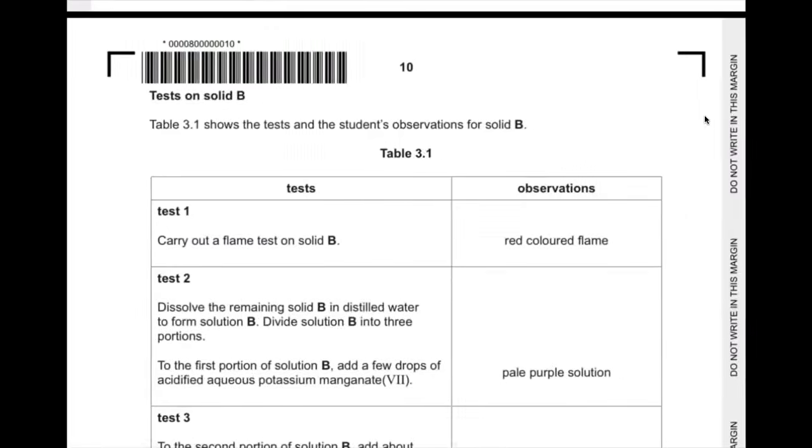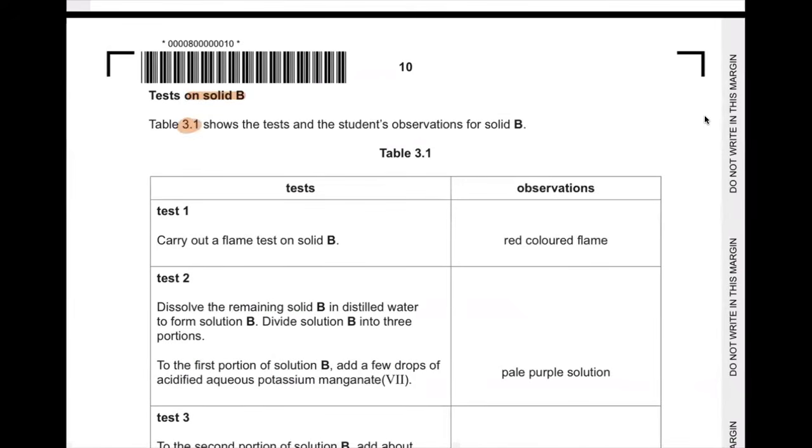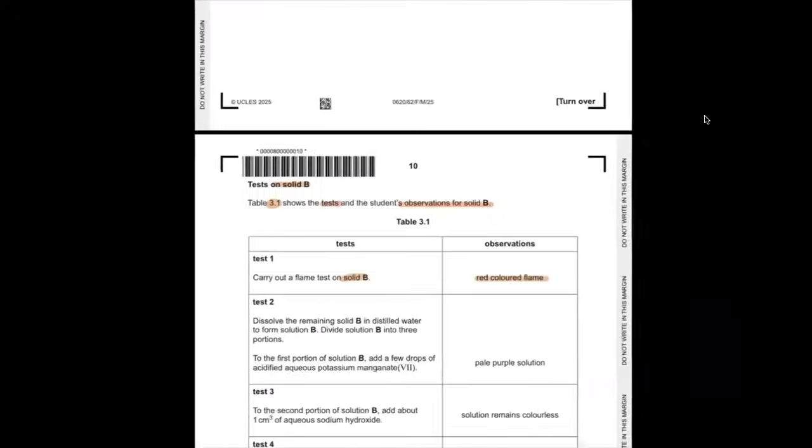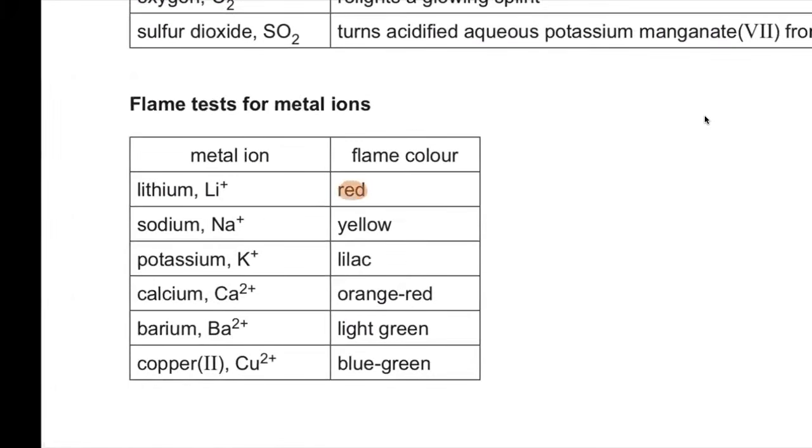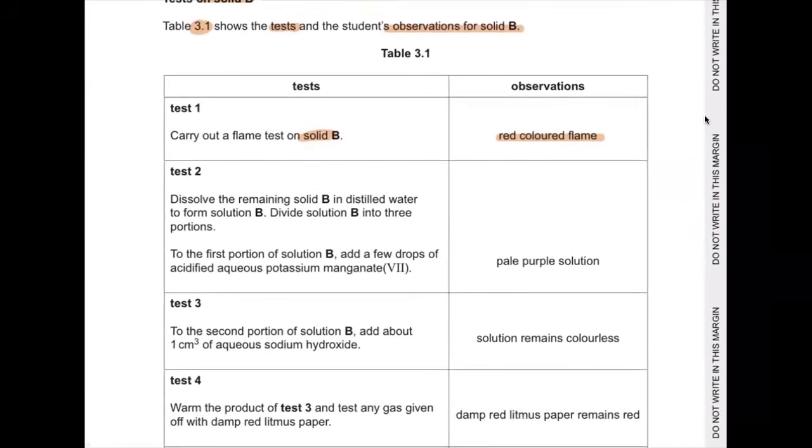Now, test on solid B. Table 3.1 shows the tests and the student's observations for solid B. Carry out a flame test on solid B: red colored flame. So if we are getting the red colored flame, and we go through the flame colors, it can be lithium, right? And there is a very slight chance of it being calcium ion as well. But they just specified red, so let's assume that over here we have concluded that it has a lithium ion.